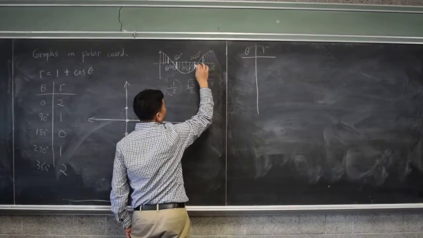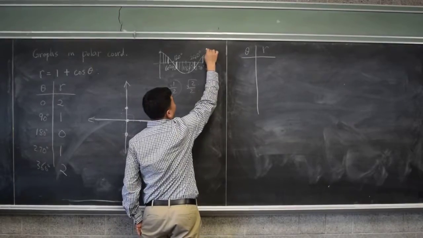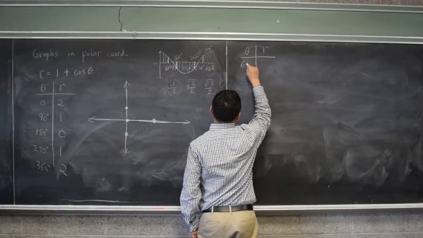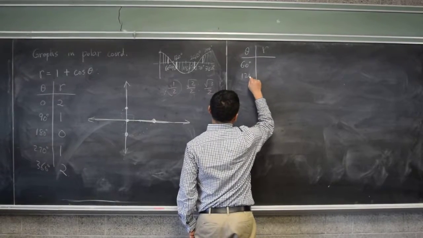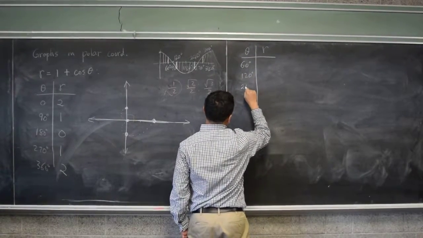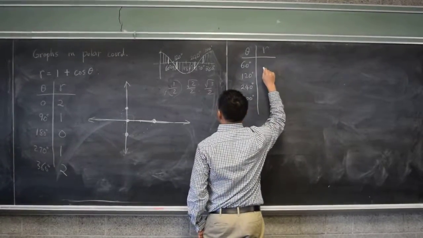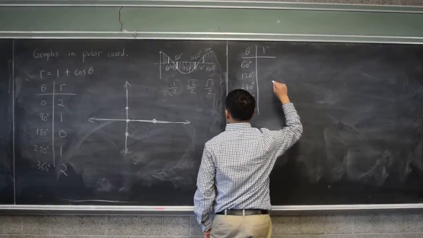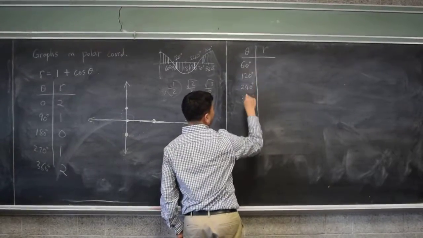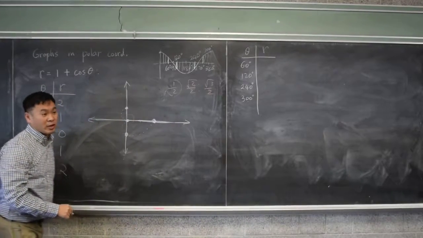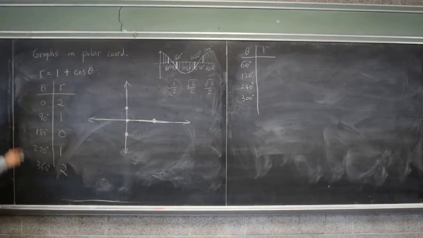And this one, right after 270, 300. Good. So those are the angles that I'm going to use. I'm going to use 60 degrees, 120 degrees, 240 degrees, and 300 degrees. And at those two points, cosine is positive 1/2. At these two points, cosine is negative 1/2. Okay? Just reading from the graph.